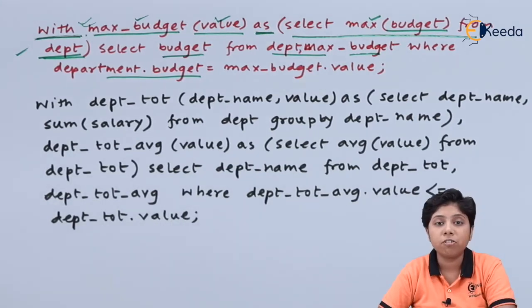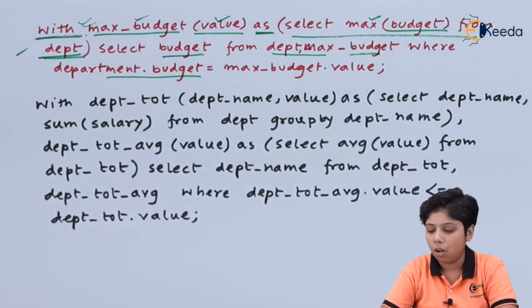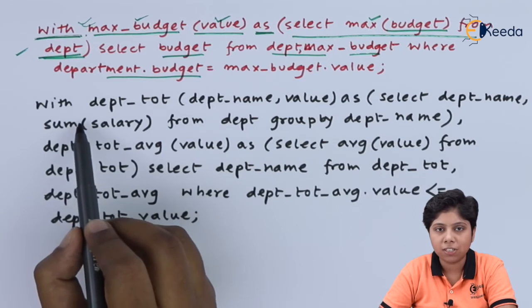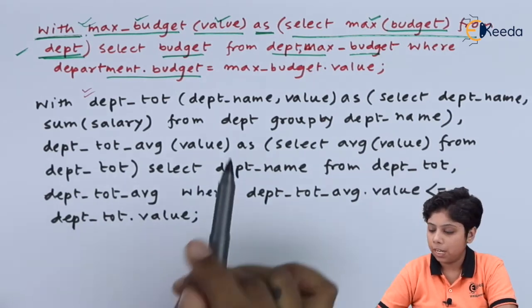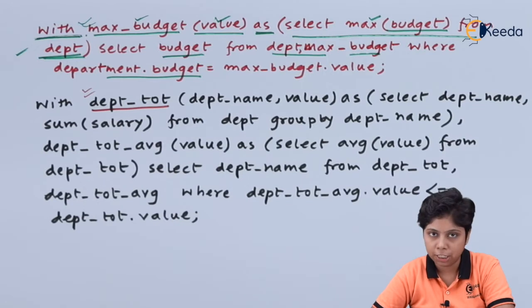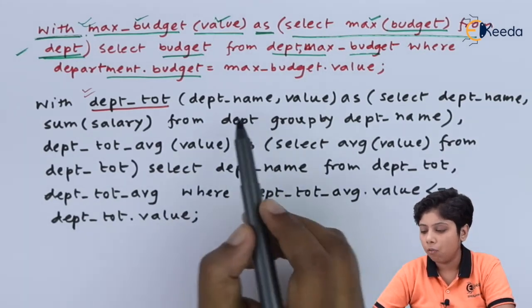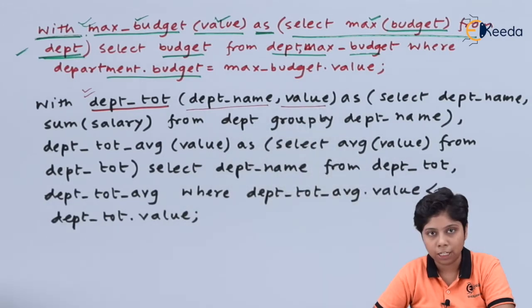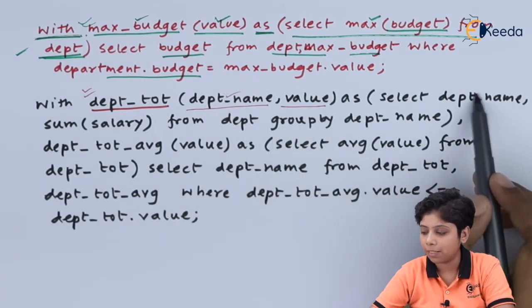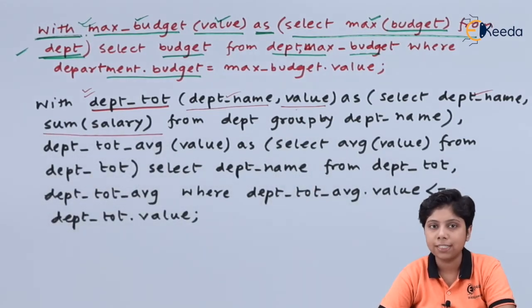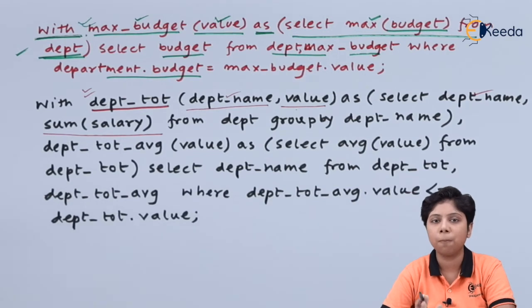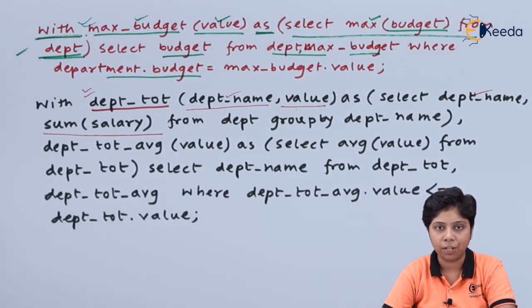Now see here, I am using two with clauses and joining them separated by a comma. The first use of the with clause in this query is to find the department total, where we need to take the salary and sum it department-wise. Department total is my relation name for this temporary purpose, where the attributes are department name and value. Department name is the same as the department name, and value is the summation of salaries grouped by department name, that is, the department's summation of salary.